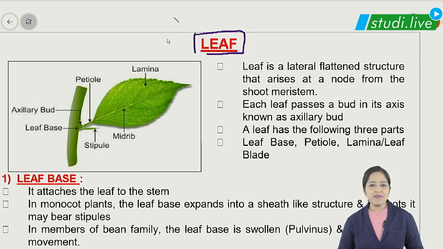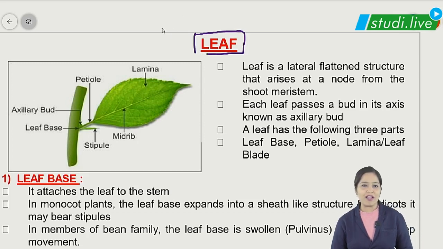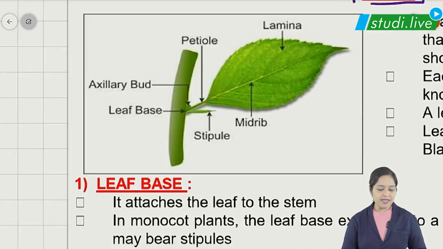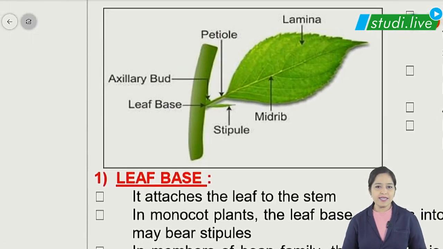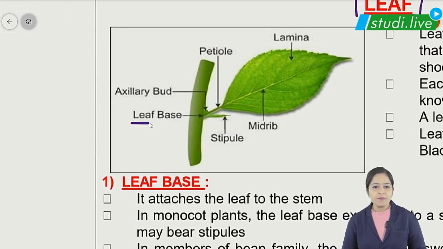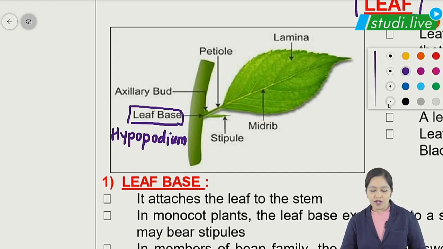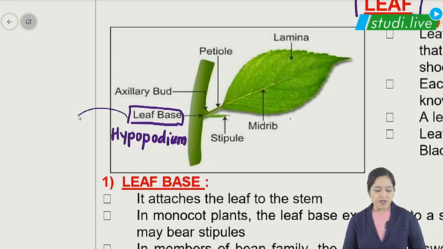Here we begin with the next part of the morphology of flowering plants, which is the leaf. In this figure, we can see this is the leaf base. This leaf base is also known as hypopodium. This is the part by which the leaf is going to get attached to the stem.